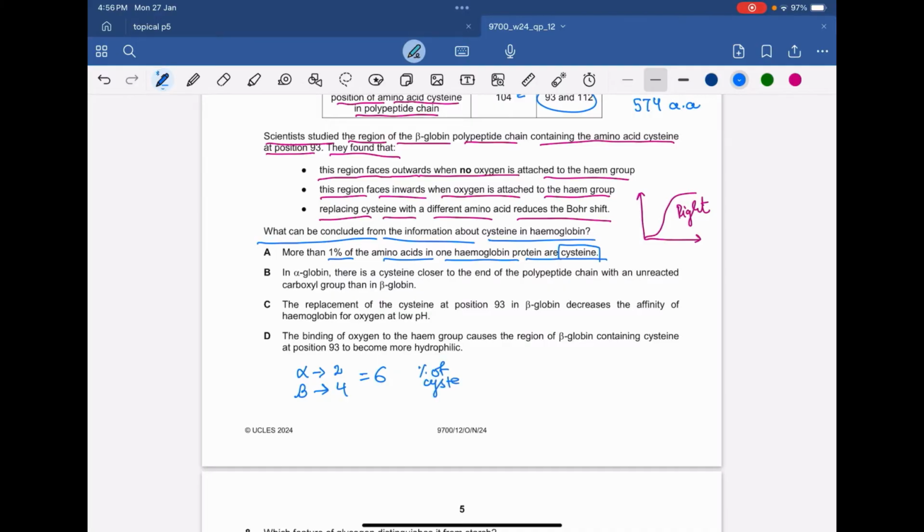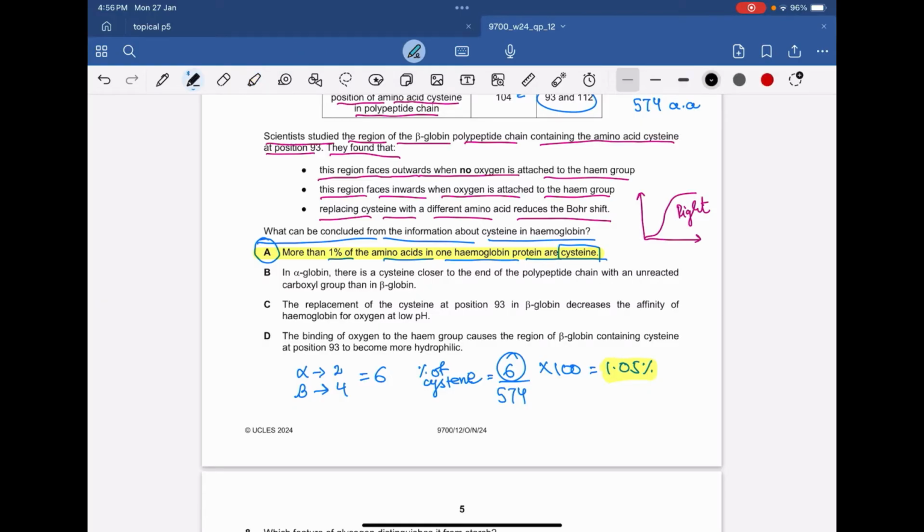So now, how can we calculate the percentage of cysteine? The percentage of cysteine can be calculated by 6, the total number of cysteine molecules, divided by the total number of amino acids in the hemoglobin molecule, times 100, which is equal to 1.05%, right? So the answer over here is option A. Yes, option A is our correct answer, that more than 1% of the amino acids in one hemoglobin protein are cysteine. We can clearly see that it is more than 1% over here.